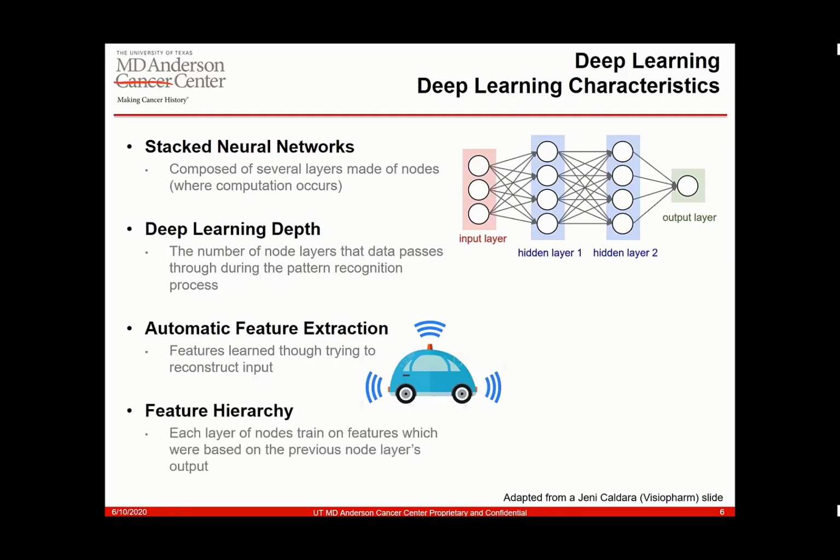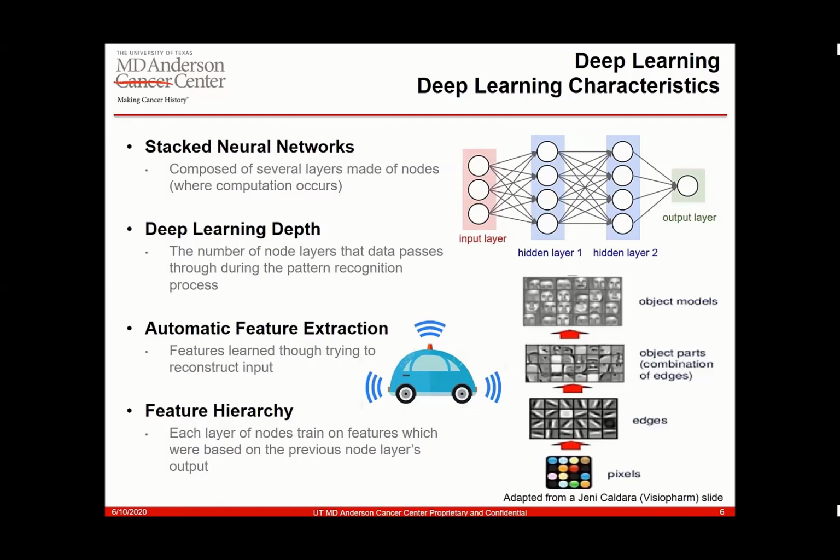And lastly, deep learning networks, neural networks, have feature hierarchy. So I'll give you an example of that in just a second, but this is where each layer of nodes basically trains or bases its decisions on the next layer as it goes. So you can go from literally just pixels on a screen to edges and lines, to parts of an edge, to actual object models. And I'll give you an example of that in just one second.